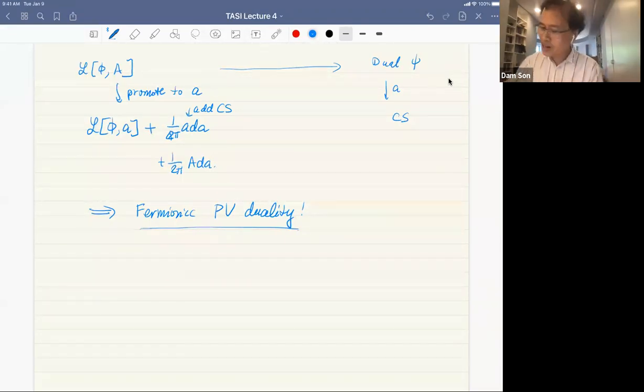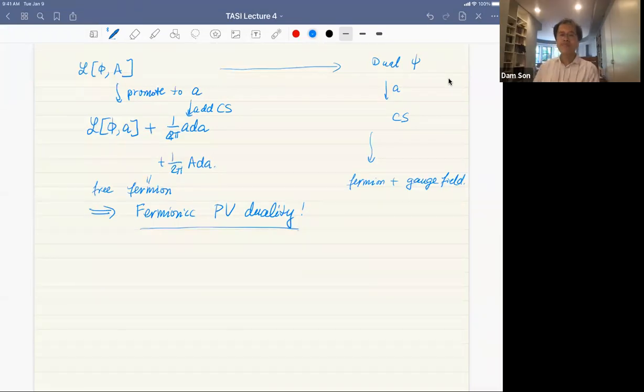Because on the left-hand side, we add the Chern-Simons term before integrating over small a. And that theory is a boson coupled to a flux, that is a fermion. Free fermions. So on one side we have free fermions, and on the other side we have fermion coupled to a gauge field. Okay, you can find the details in the reference that I put on my first slide, my review in 2018.